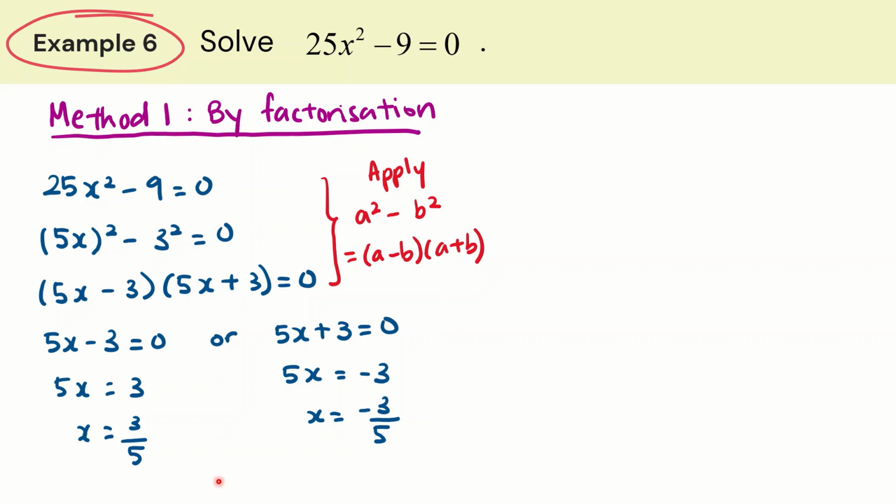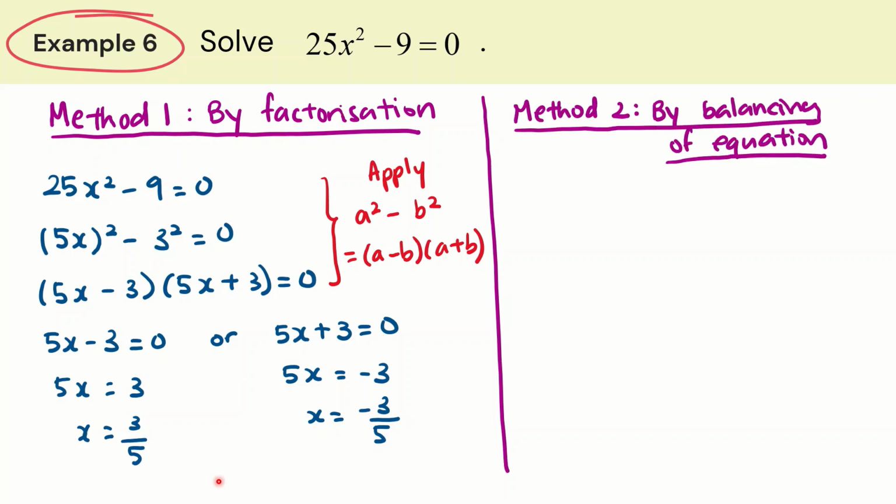I want you to start thinking about how the second method could possibly look like. So in our second method, we are actually going to balance the equation, meaning to say that when I want to add, subtract, multiply or divide, I need to apply it to both sides of the equation. So given this question here, what you could consider is to bring the 9 over to the right, or to be more precise, I'm adding 9 on both sides of the equation such that I arrive at this equation. Then x squared equals 9 over 25.